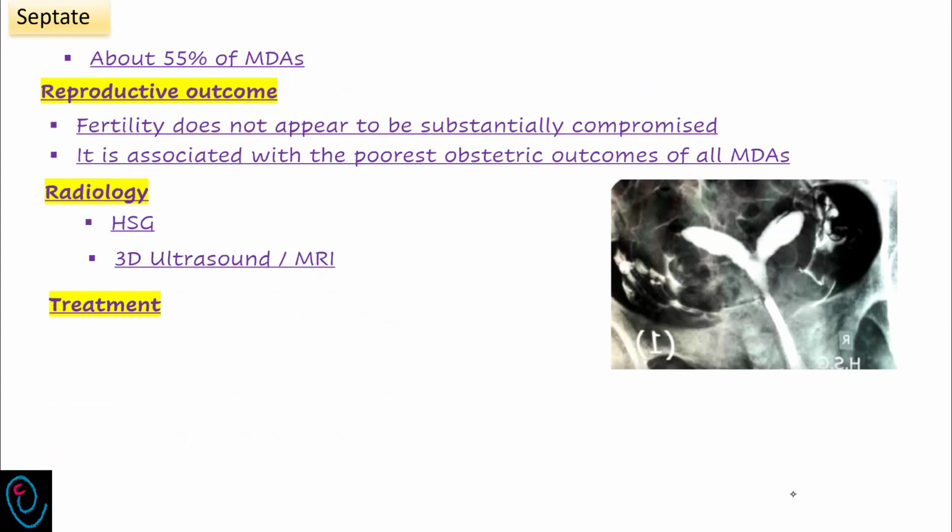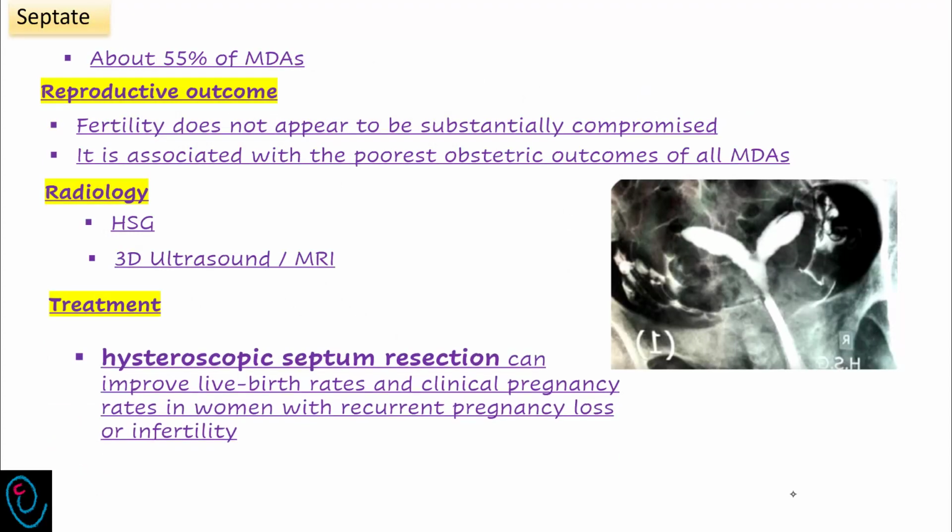Regarding treatment of uterine septum, hysteroscopic septum resection can improve live birth rates and clinical pregnancy rates in women with recurrent pregnancy loss and infertility.